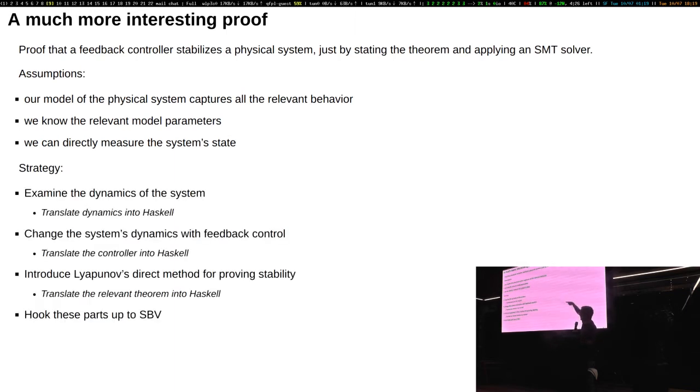Okay, so here's the strategy. We're going to look at the dynamics first. I'm going to show what it looks like in Haskell. Then we're going to talk about controlling the system with a feedback controller, and write that in Haskell. Then we're going to talk about how you prove stability on this kind of system, without going into a lot of detail, and then write that in Haskell. And then we're going to plug it all into SPP and cross our fingers and wait for a long time. I won't make you wait, but I have to wait. Okay. Sound good? Any questions? Ready?